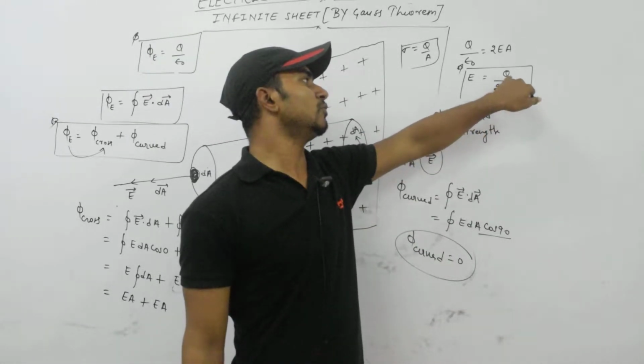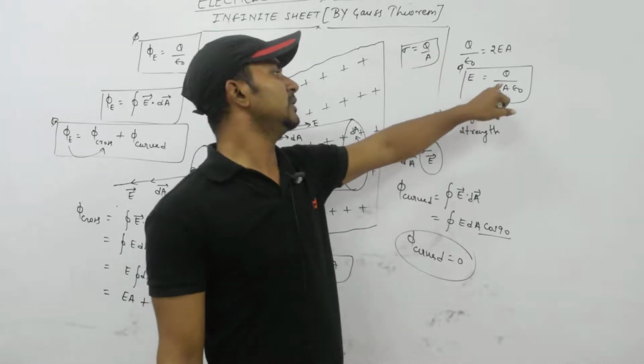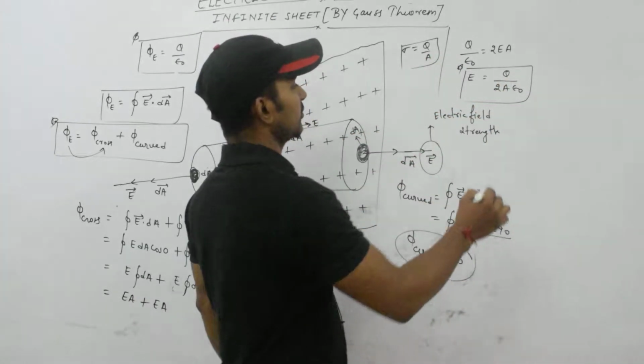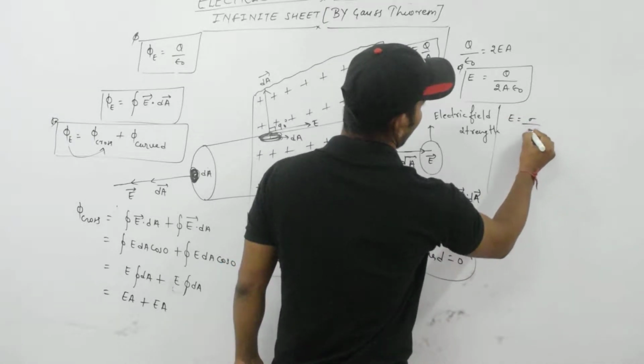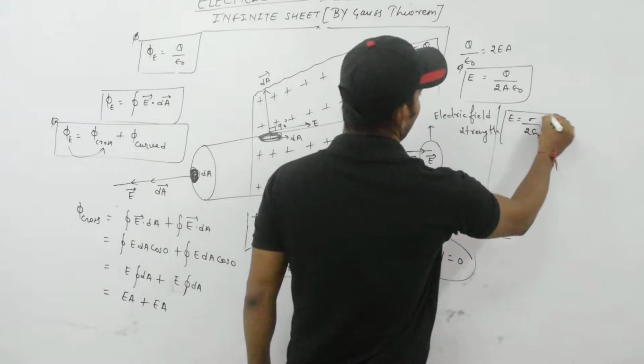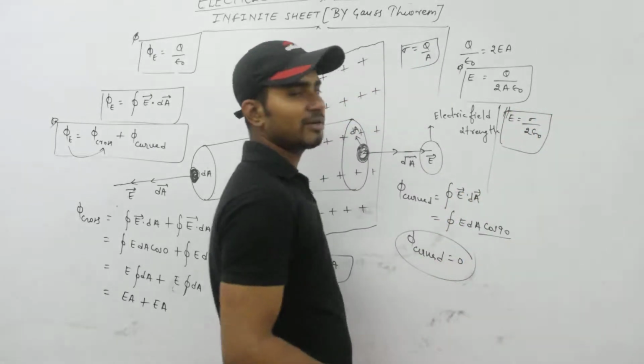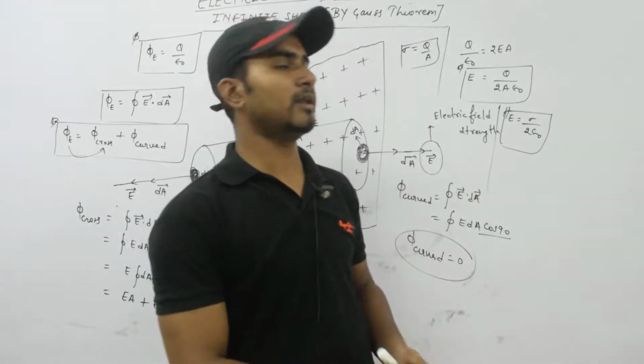Now Q upon A is what? It is the surface charge density, so we can put sigma, then our formula will be E is equal to sigma upon 2 epsilon naught. This is the respective formula of the electric field intensity due to a sheet.